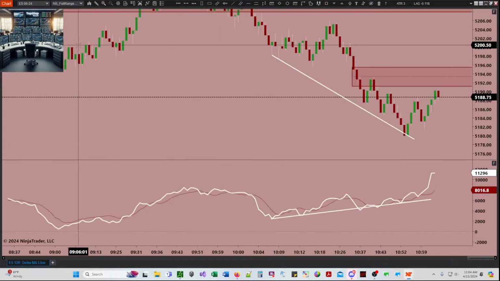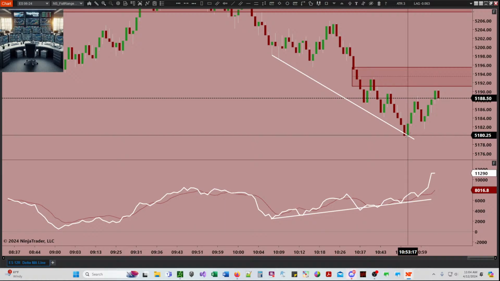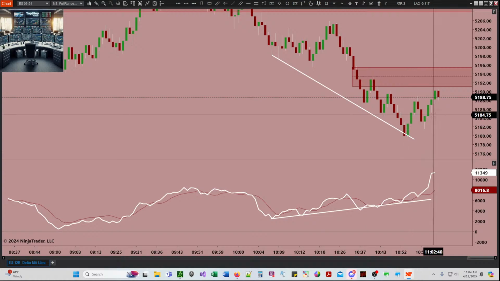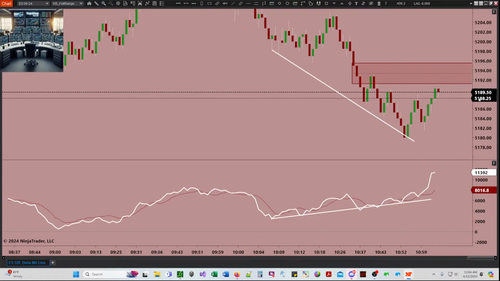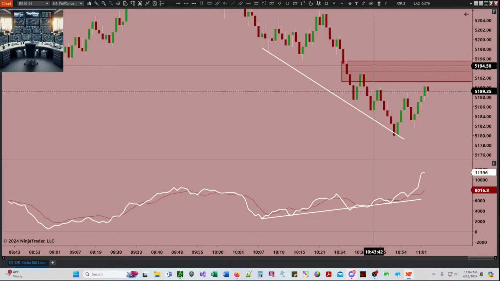Look at that divergence, man. The Delta was steadily going up. Then I guess the buyers decided to come on in and agree with the Delta. Got a 5-minute gap here. We got a value gap here at 91.25 up to 95.5.